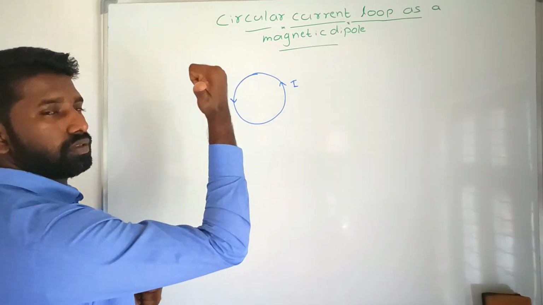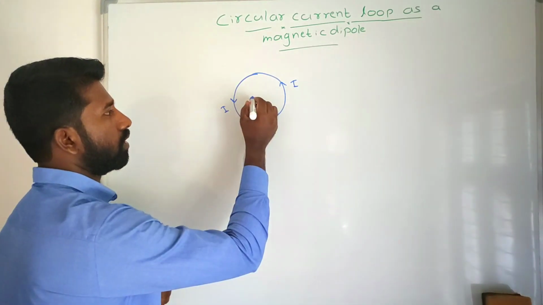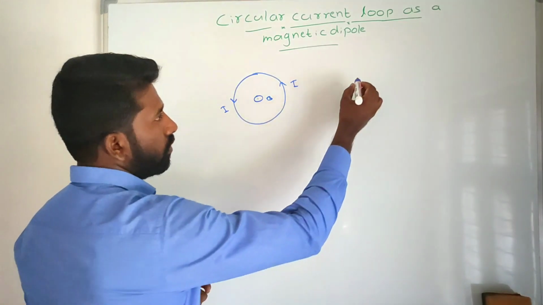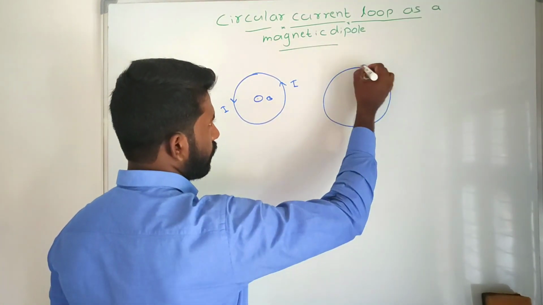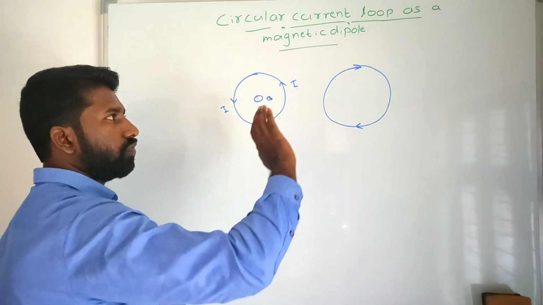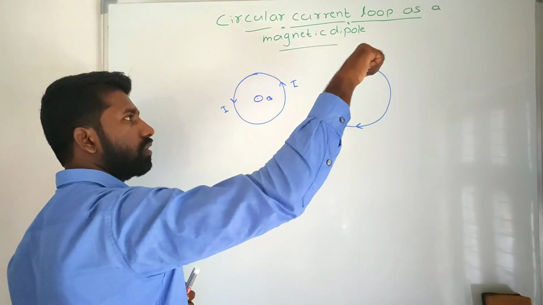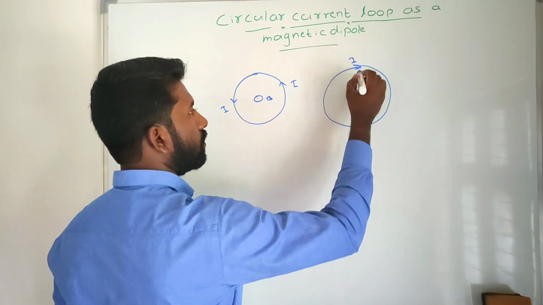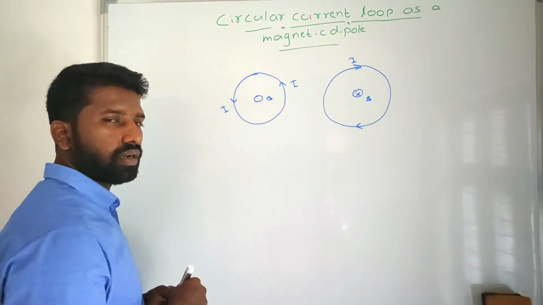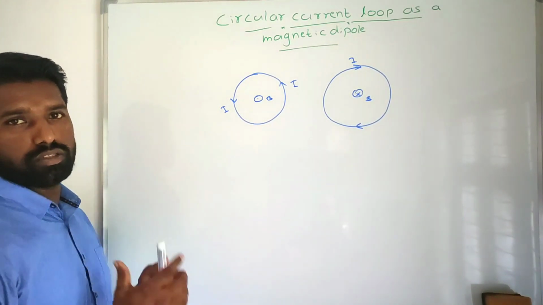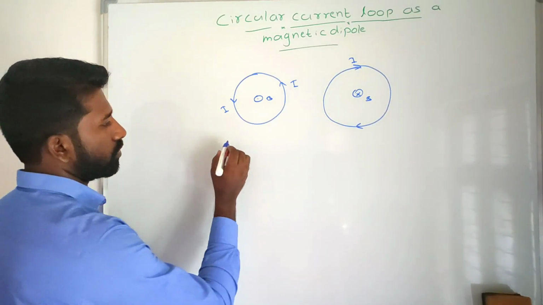Here it is, the thumb is coming out. This is the magnetic field direction. Another circular loop, if the current is going like this, if you apply the palm rule, you can get the magnetic field going into it. Okay? So, I have compared this direction with the magnet produced magnetic field direction.